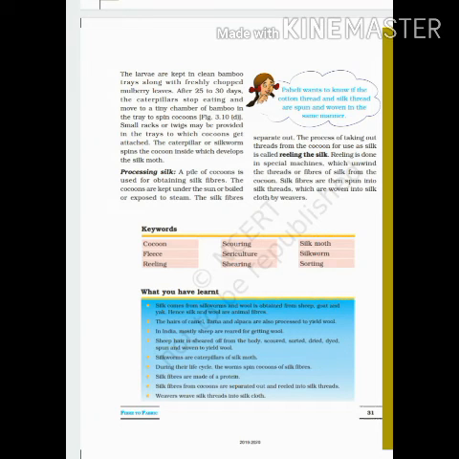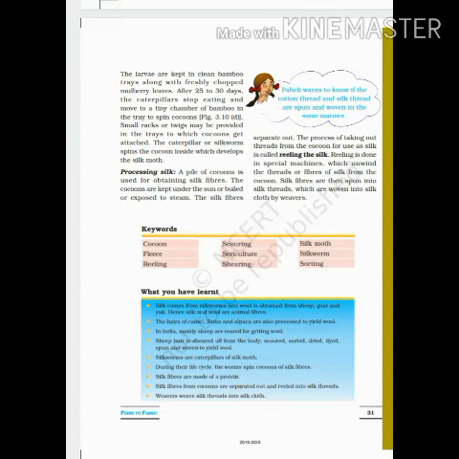in this process, cocoons are collected and boiled in water to kill the pupa inside them. Hot water makes the silk fibers of cocoon separate out, and the resulting fiber is called raw silk. The process of taking out silk fiber from cocoons for use as silk is called reeling, and reeling is done in a special machine which unwinds the fiber of silk from cocoons.